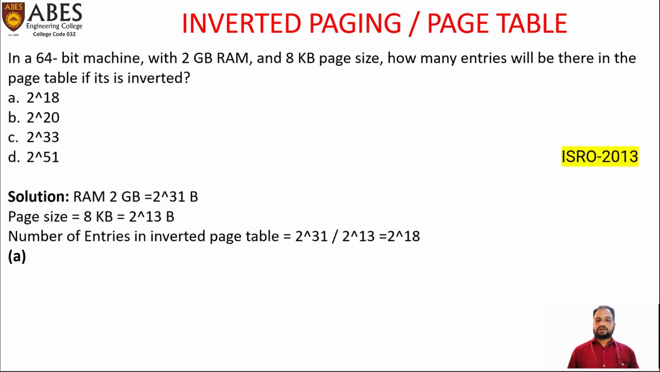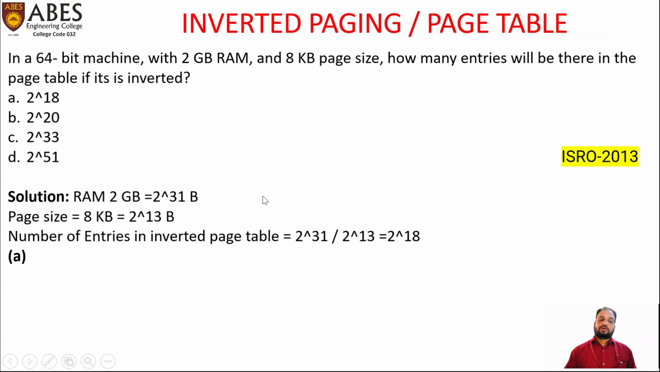There was a numerical asked in ISRO 2013: in a 64-bit machine with 2 GB RAM and 8 KB page size, how many entries will there be in the page table if it is an inverted page table? So the machine is a 64-bit machine. That's okay. The available main memory is 2 GB RAM, which can be rewritten as 2 to the power 31 bytes, and the 8 KB page size can also be written as 2 to the power 13 bytes.